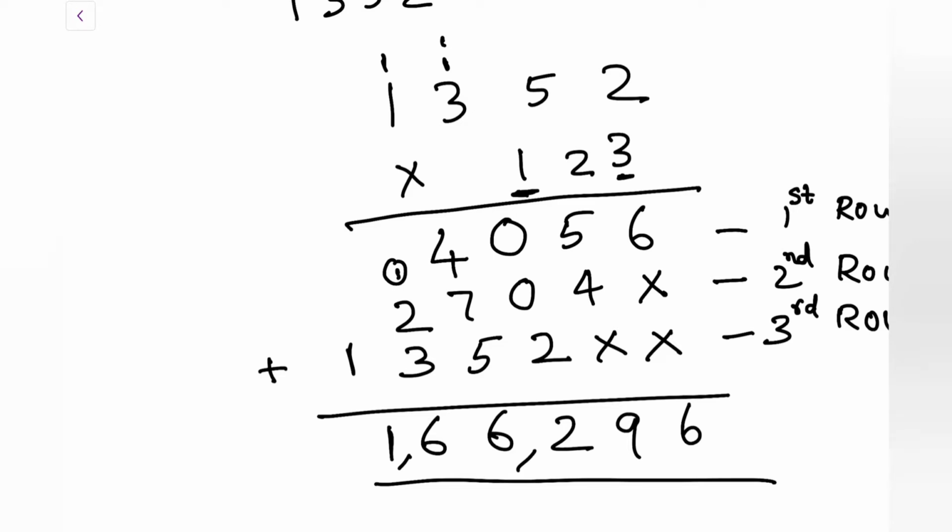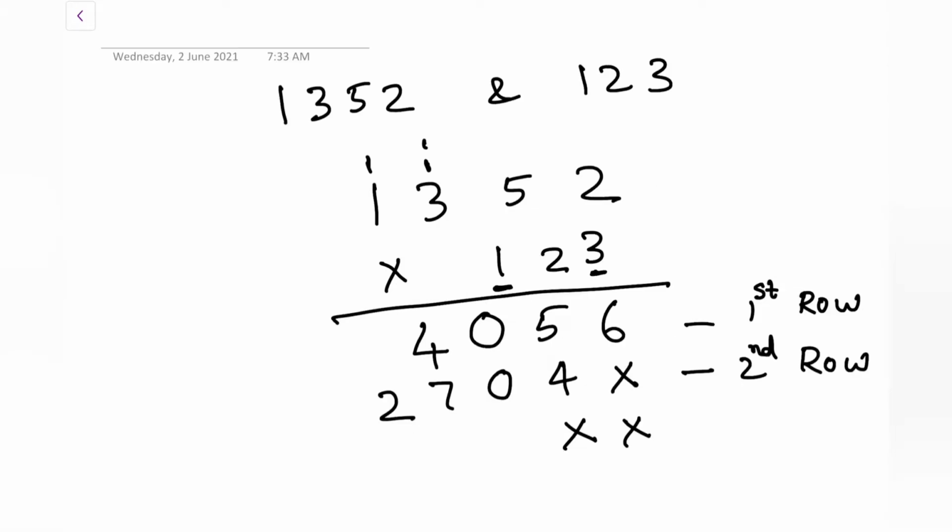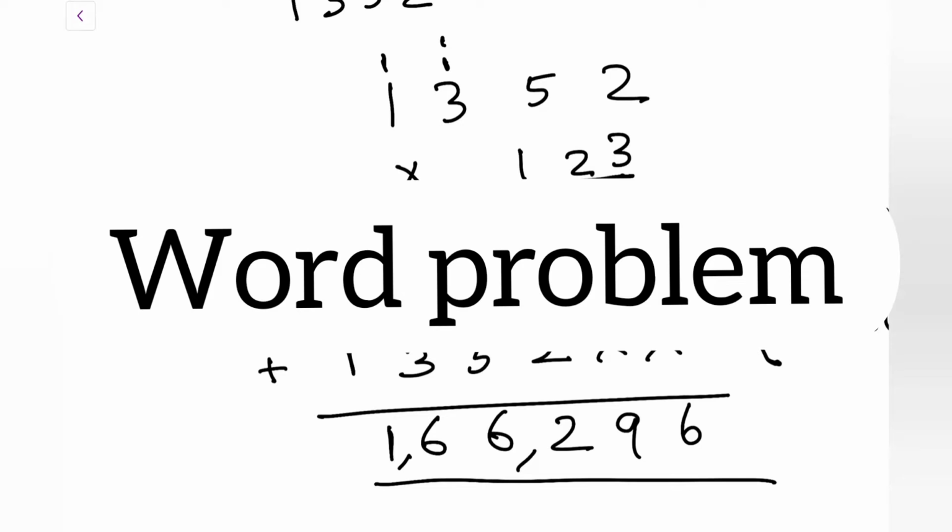Alright, so it's pretty simple. All you have to do is take the multiplier and take each digit and multiply the whole number with that digit. Remember, if a multiplier has 3 digits, you will get 3 rows. If the multiplier has 4 digits, you will get 4 rows. So now let's look at a word problem.